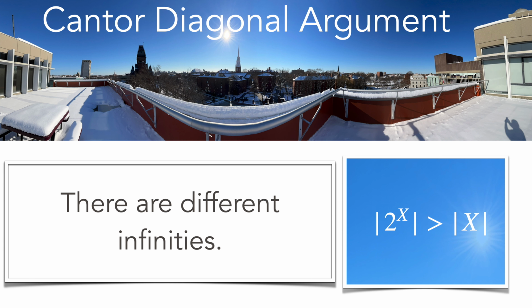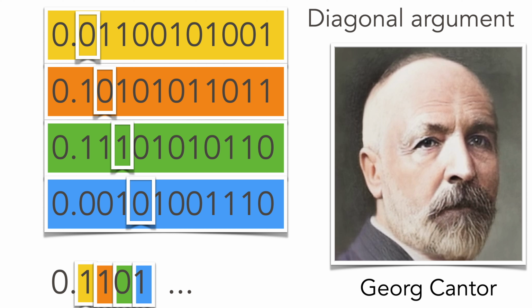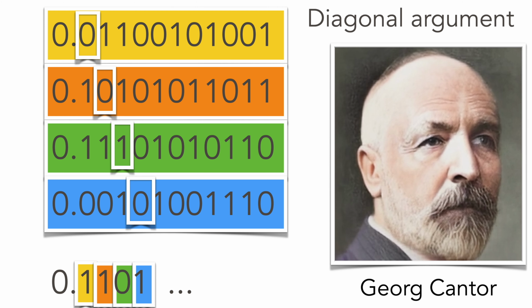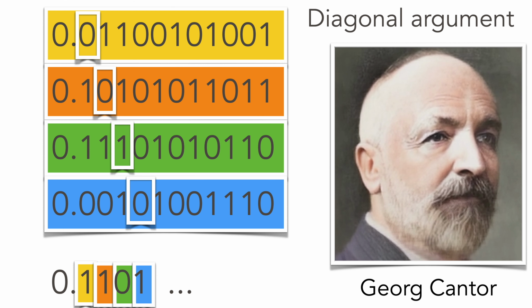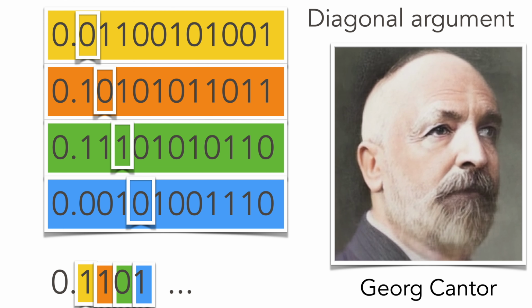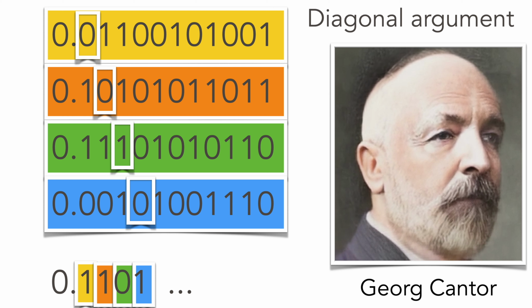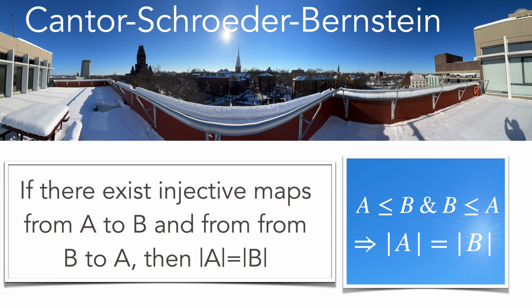Cantor's diagonal argument demonstrates that there are different infinities. The power set of a set is never the same cardinality as the set itself, also for infinite sets. The numbers in the interval [0,1], for example, cannot be counted. If one could count them, we could construct from this enumeration a new number. That's the diagonal argument. This new number is not included in the list.